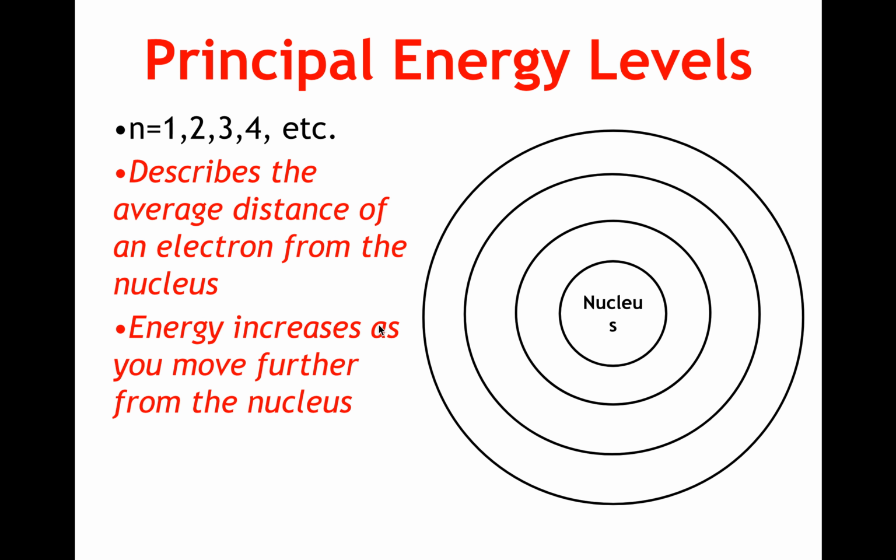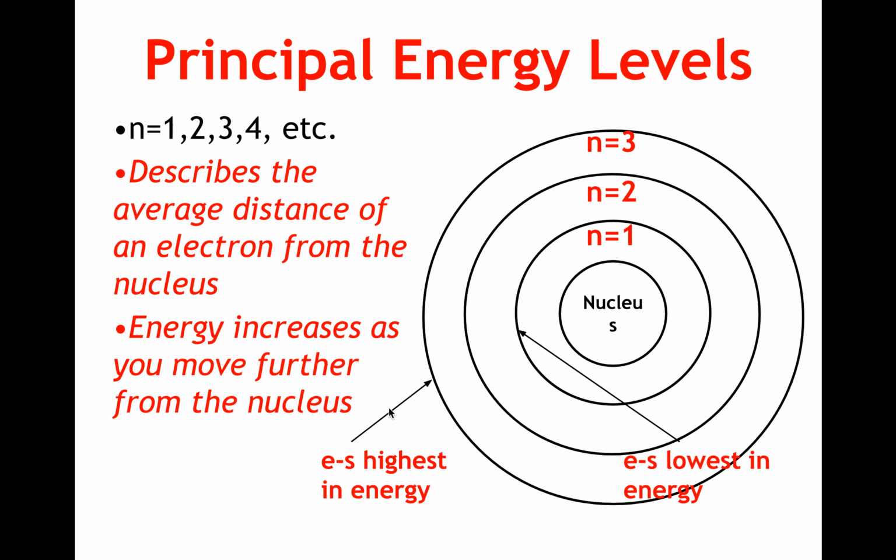The energy of the electron increases as you move further from the nucleus. So literally, this electron parked out farthest from the atom has more energy than the ones that are situated closer to the nucleus. There you go. n equals 1, energy level 1, energy level 2, energy level 3. Lowest energy level. Highest energy level.